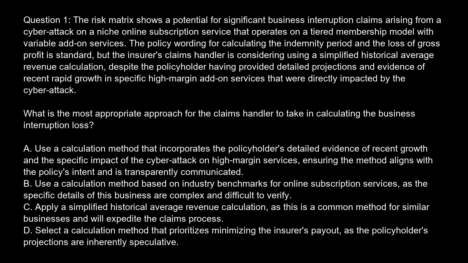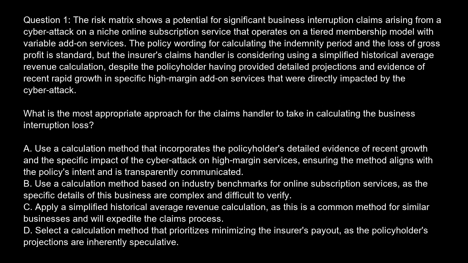Question 1. The risk matrix shows a potential for significant business interruption claims arising from a cyber attack on a niche online subscription service that operates on a tiered membership model with variable add-on services. The policy wording for calculating the indemnity period and the loss of gross profit is standard, but the insurer's claims handler is considering using a simplified historical average revenue calculation.